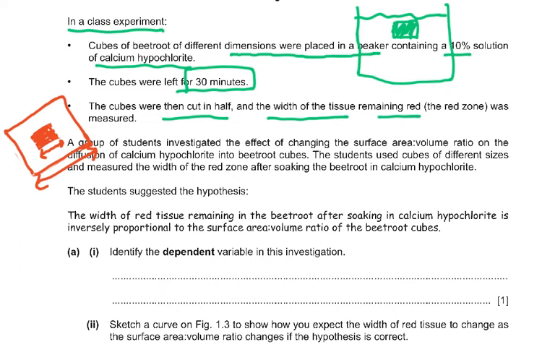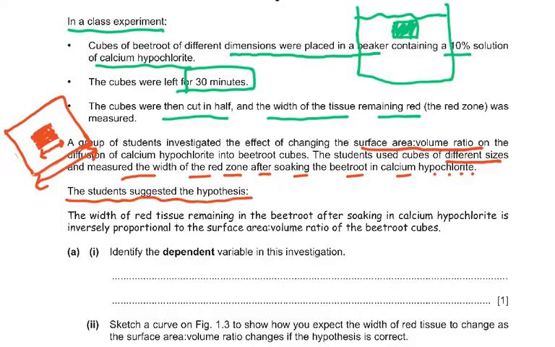So a group of students investigated the effect of changing the surface area to volume ratio on the diffusion of calcium hypochlorite into beetroot cubes. The students used cubes of different sizes and measured the width of the red zone after soaking the beetroot in calcium hypochlorite. Then the student suggested the hypothesis.